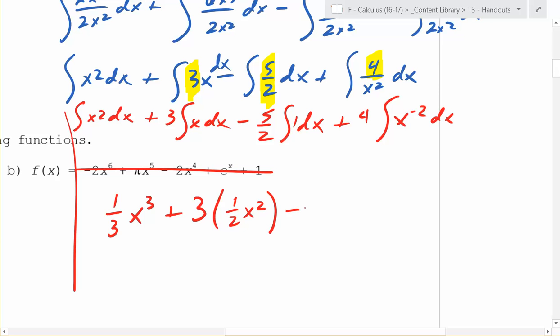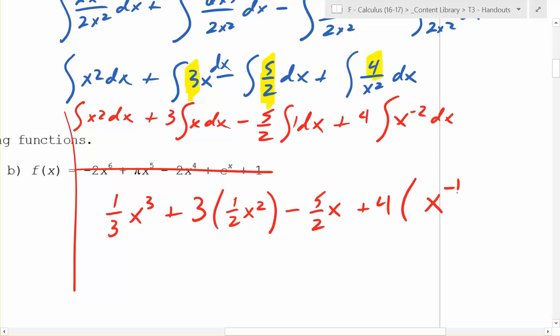Correct. And what's the integral of just dx? What's the integral of 1? x. Yep, so this is just negative 5 over 2 times x. And then what's this one? 4 times. What's the antiderivative of x to the negative 2? The power goes up 1. So what's the power going to be? x to the negative 1.